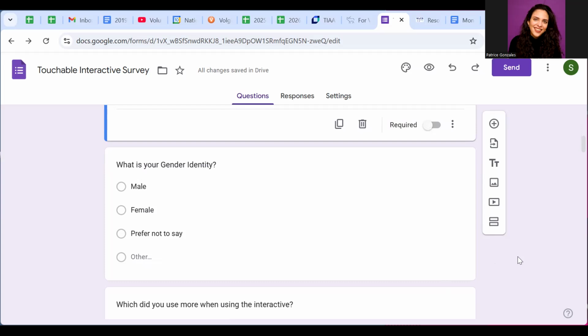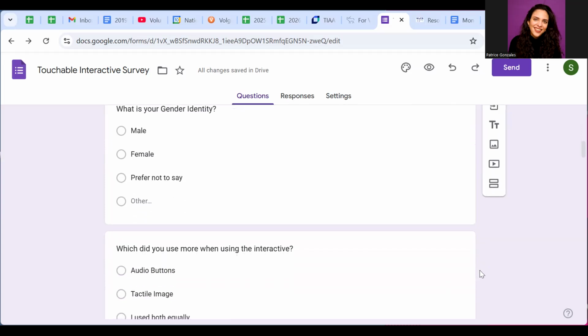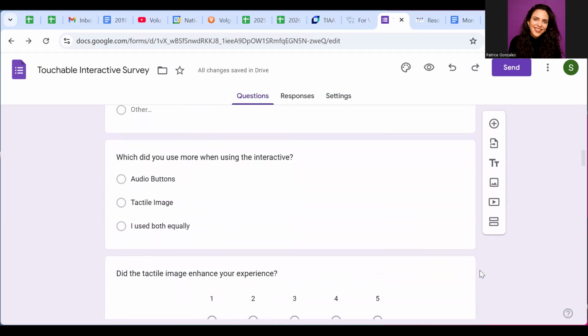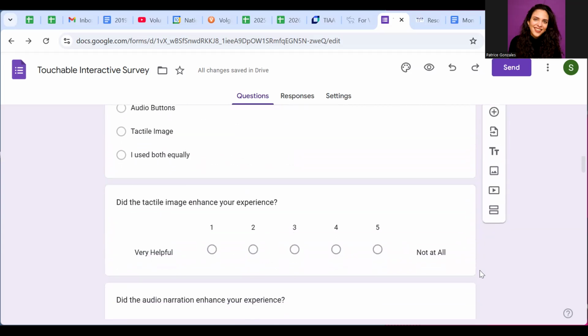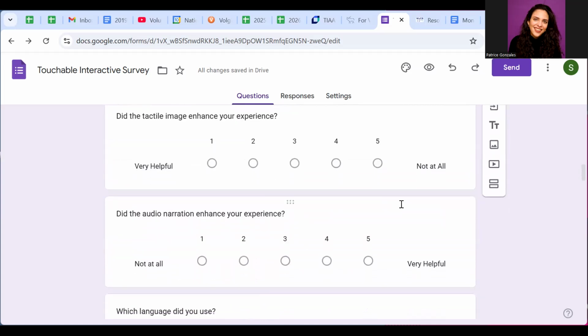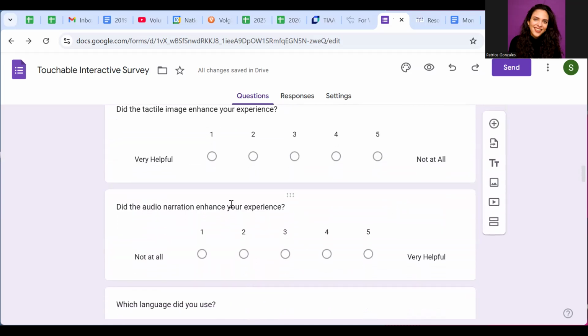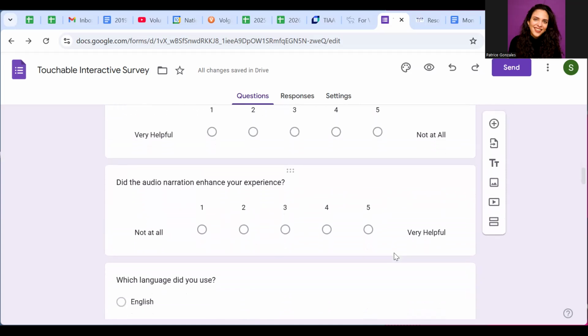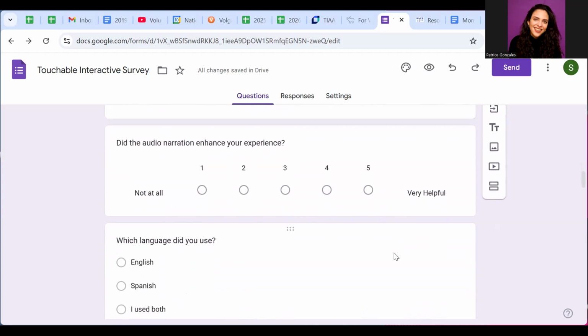Once they start the survey, you don't interact. It's like, which did you use more during the interactive? Audio buttons, tactile image, I used both equally. Did the tactile image enhance your experience? Very helpful, not at all. Did the audio narration enhance your experience? Not at all, very helpful. That's one of those trick questions where you check and see if people were reading.